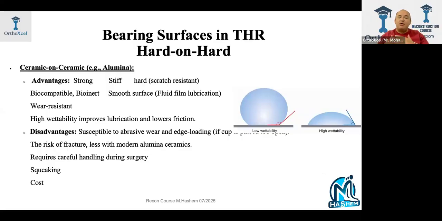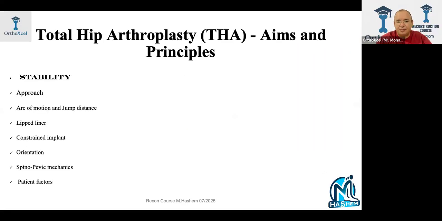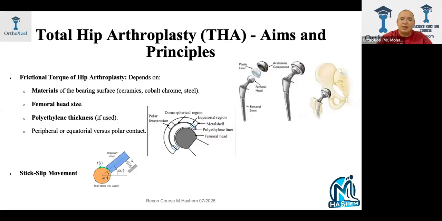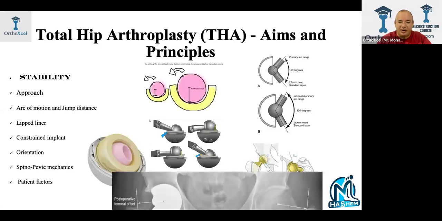The idea now is the connection between the stem and the cup, which is the bearing surface. And the bearing surface, from the idea of Charnley, he started with the idea that he doesn't get any bearing, he just gets hard on hard. So bone on bone, metal on metal. Then he started to understand that getting hard on hard has a lot of problems. That's why he started to move from hard on hard to hard on soft, which is metal on polyethylene.